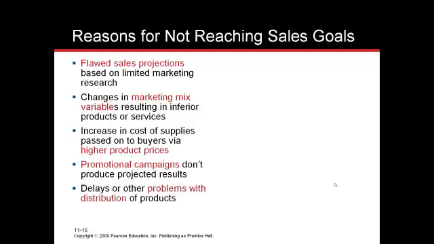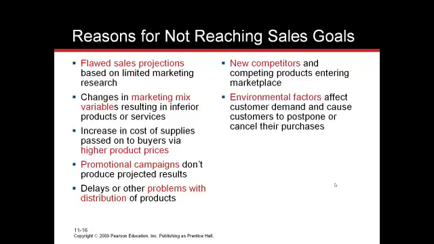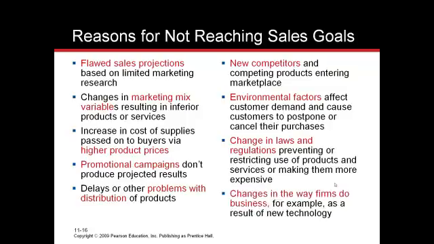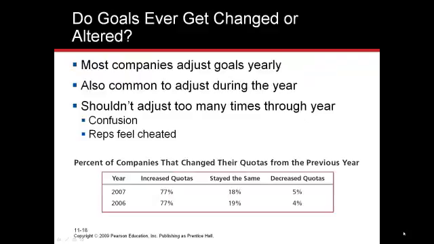You can have delays or other problems with distribution of the products. New competitors and competing products entering the marketplace can always impede the achievement of the goal. Environmental factors can affect customer demand and cause customers to postpone or cancel their purchases. And change in laws and regulations preventing or restricting use of products and services or making them more expensive. And change in the way firms do business, for example, as a result of new technology.